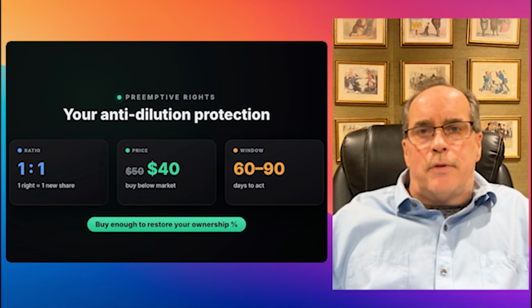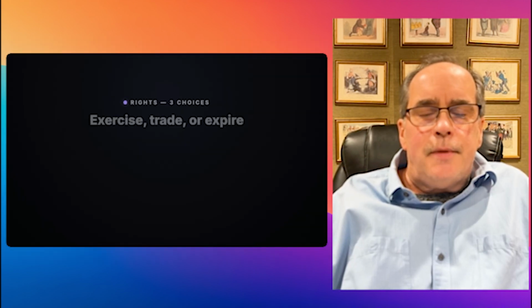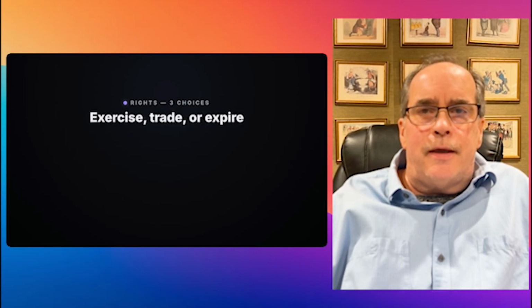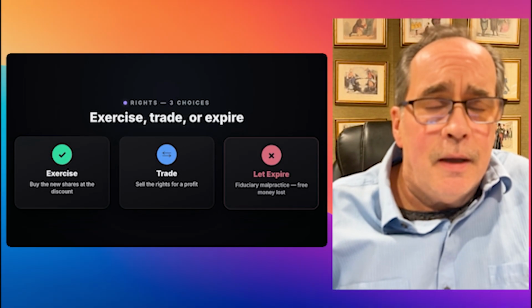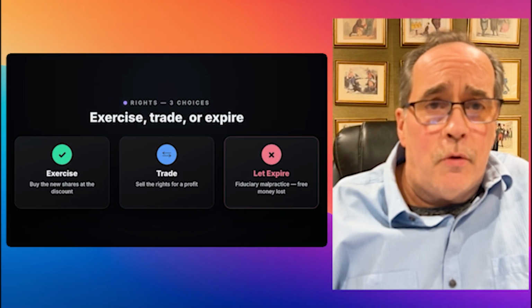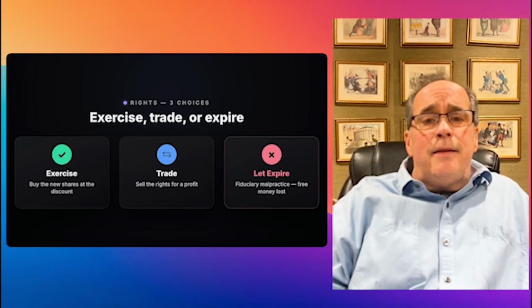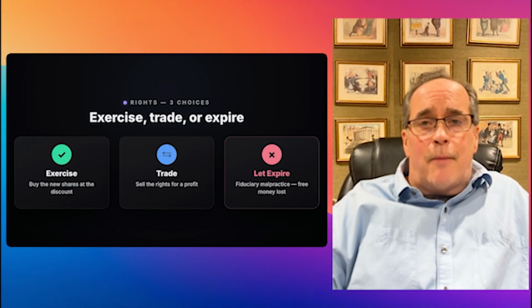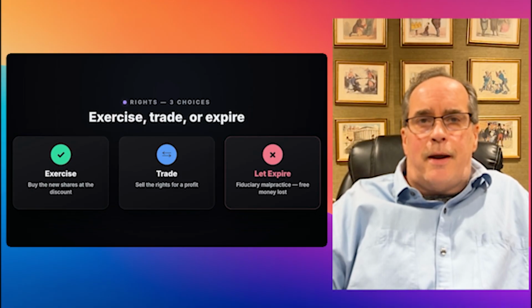So here's the deal with the preemptive rights again. One right equals one share. You can do one of three things with preemptive rights. You can exercise them, you can trade them, or you can let them expire. Marry, smash, or kill, okay? But letting them expire is considered fiduciary malpractice because it is free money. Again, remember what I told you. These are offered to you below market price.